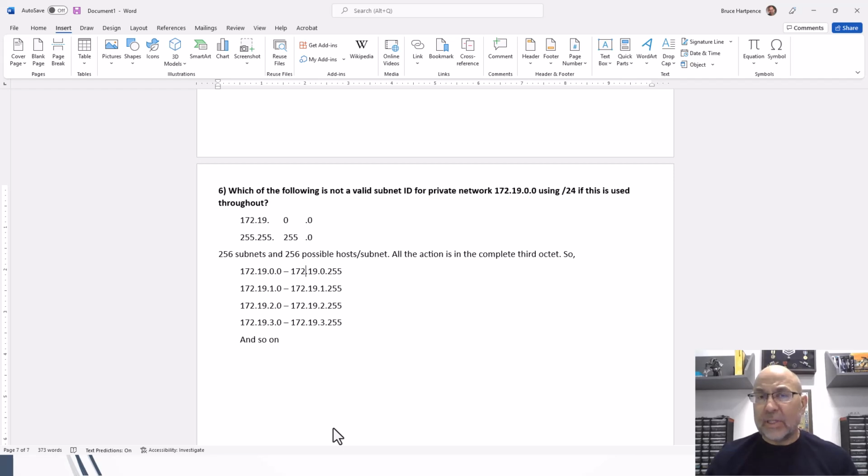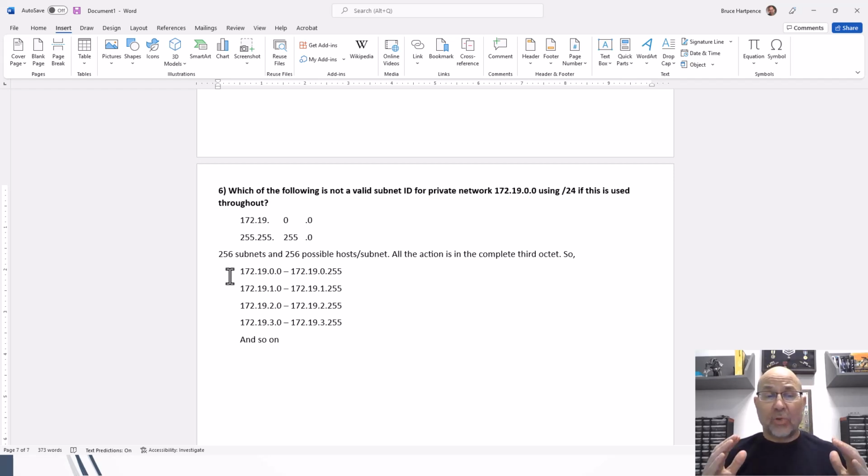Well, if it's in the third octet and we're just counting through that, then we start at the classful address space and then we just go the 1 net, the 2 net, the 3 net, and so on. So the first subnet is 172.19.0.0, and the range of addresses goes up to 0.255. We add 1 and we get the next subnet, 172.19.1.0, all the way up to 172.19.1.255. It's really, really straightforward.